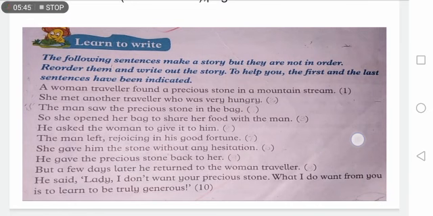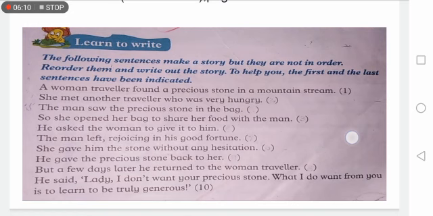This is a short story and all the sentences are rearranged. So you have to arrange these sentences in order to make a complete story. They have given you the beginning of the story and the end of the story, and you have to arrange the middle sentences of the story.